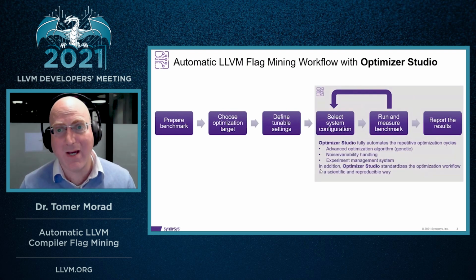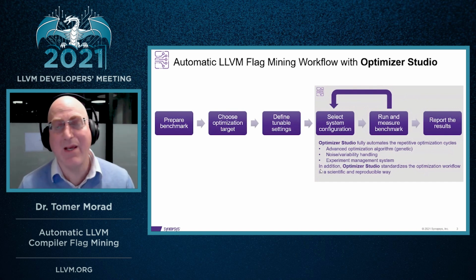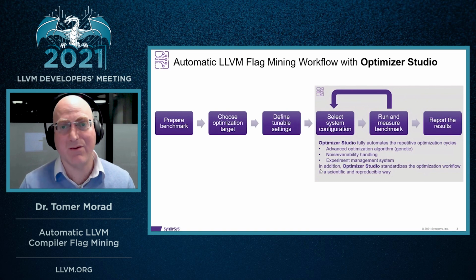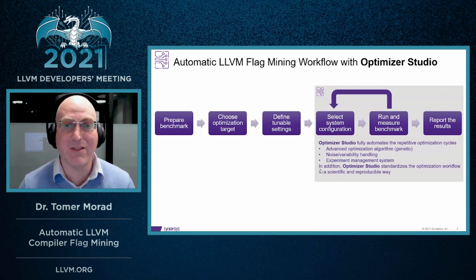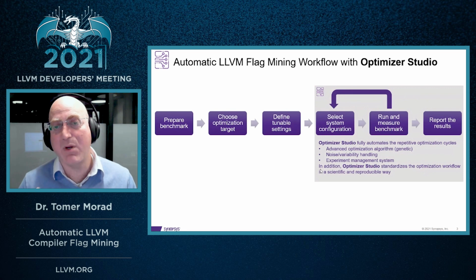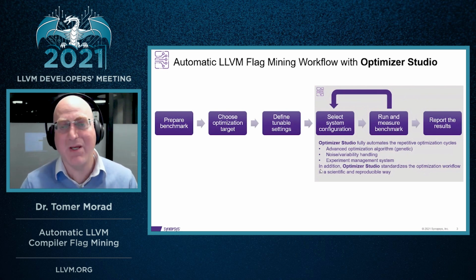Optimizer Studio has advanced search algorithms, evolution-based, greedy-based, and others that help you get quickly to the best or approaching the best result. It also has ways to deal with noise and variability of the results and to allow you to get scientifically proven results. And all of the experiment data are exported into an experiment management system, a cloud-based system where you can view results, visualize them, generate all kinds of analysis and insights, and so on.